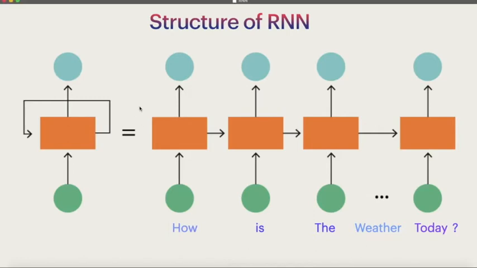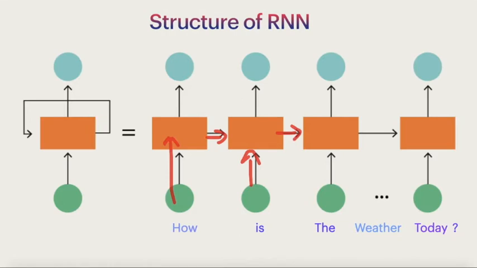So what we do is, first of all, I'll feed how. And then the output of how, that is the output of the previous timestamp, is being fed into is. Then the output of is being fed into the, and then weather, and then today, and that question mark. With the help of this, we can actually find out the answer to this.